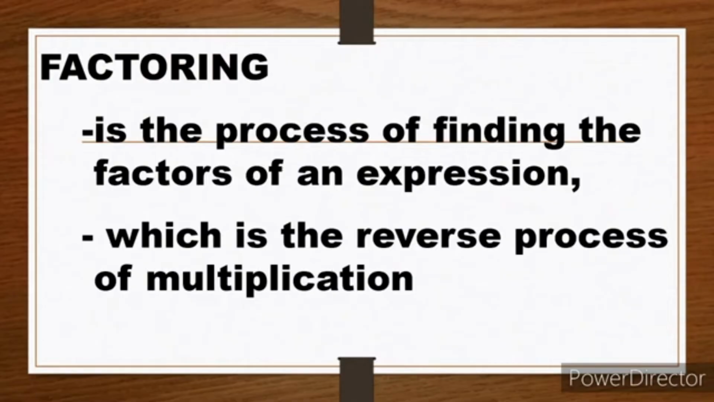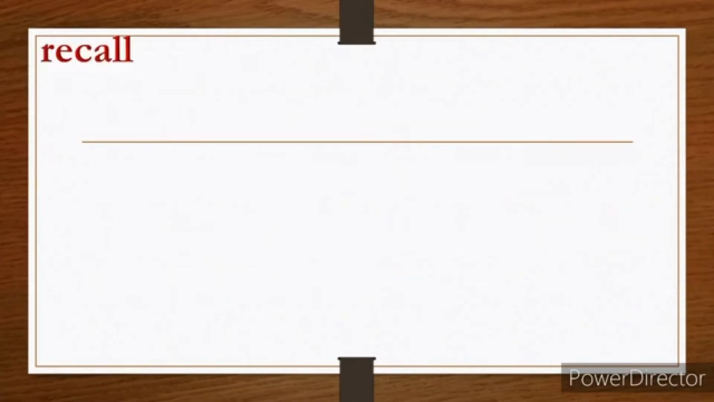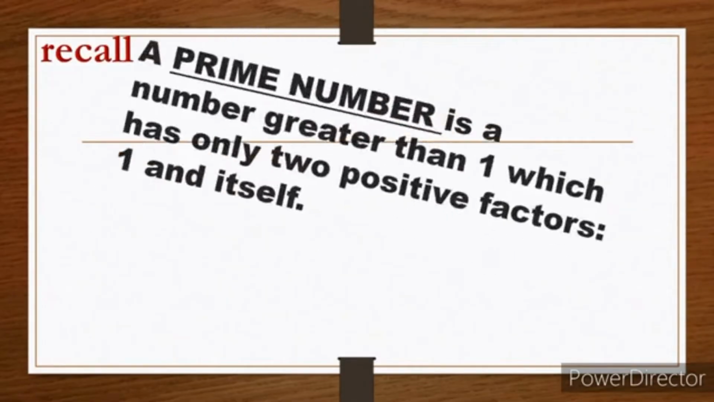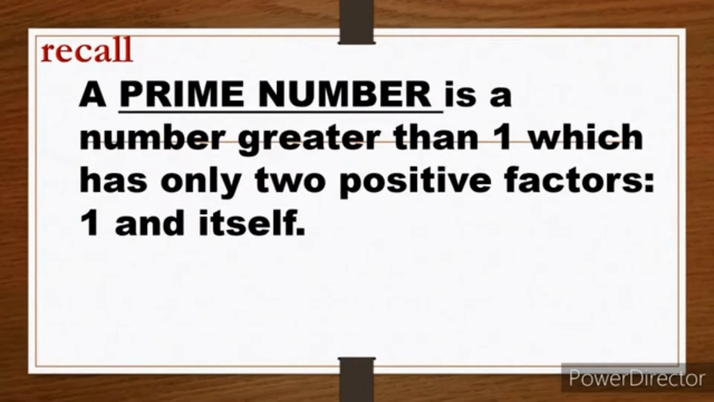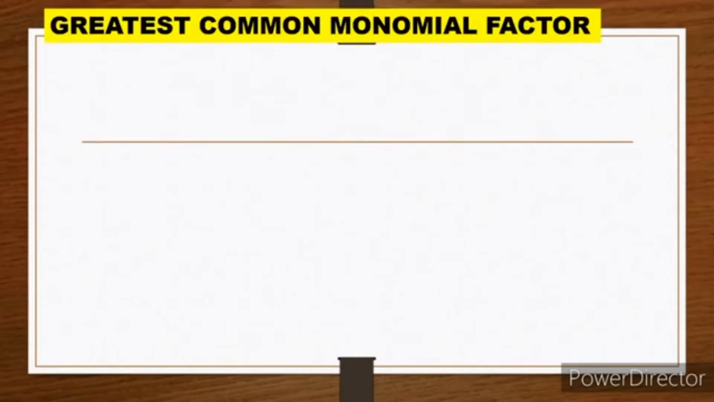Reverse means kabaliktaran. Before we proceed, let's recall what is a prime number. A prime number is a number greater than 1 which has only two positive factors, 1 and itself. Pag sinabi nating prime number, hindi na natin siya maipa-factor pa maliban sa 1 at saka kung ano yung number na yon.